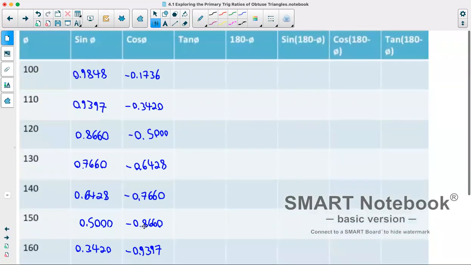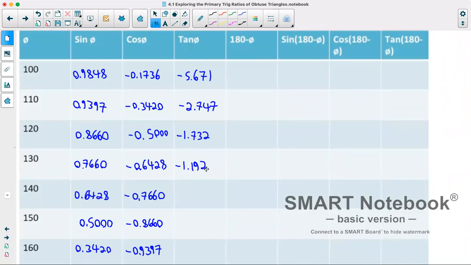Okay, so on to tan. Tan of 100 is negative 5.671. Tan of 110 is negative 2.747. Tan of 120 is negative 1.732. Tan of 130 is negative 1.192.